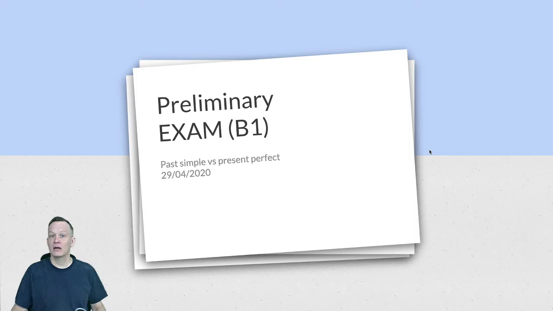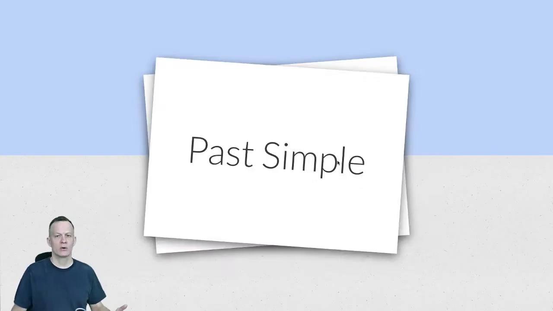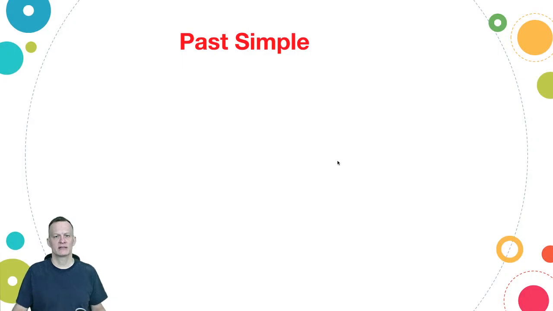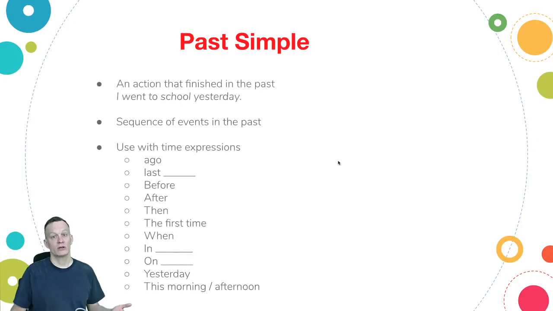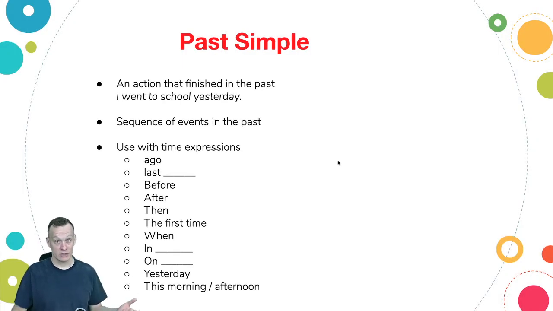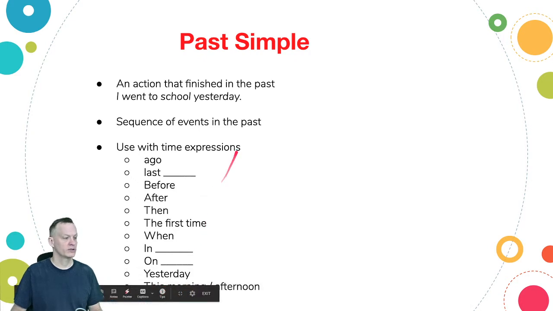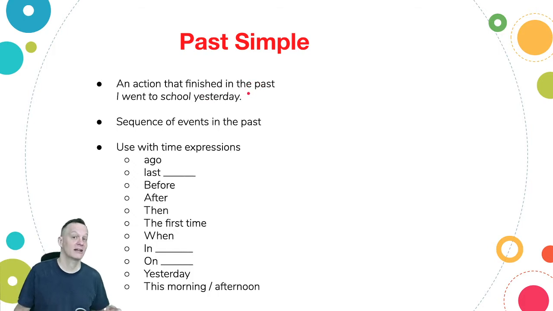So here we are. Let's take a look. Preliminary B1. All right, let's clear up the past simple and the present perfect. So going quickly over the past simple, we know that we use the past simple, as we mentioned last week, when we talk about a finished action in the past. And we often say when that action happened. And that's the key today, the when.